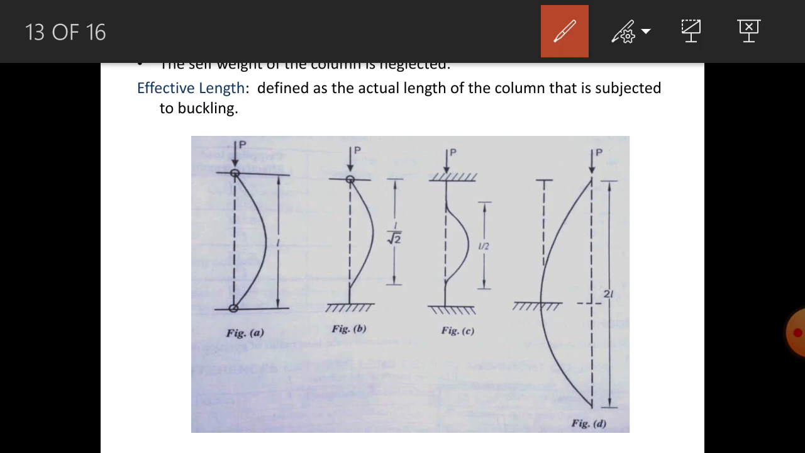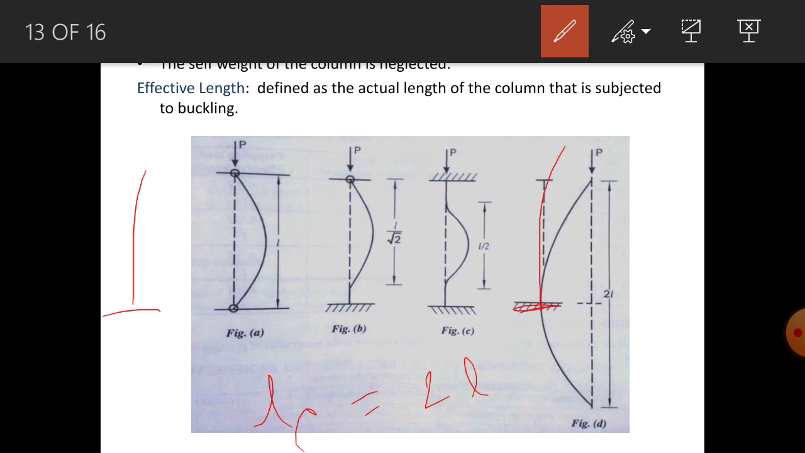And the last is one end fixed and one end free. You can consider the example of an electrical pole. One end is fixed in the ground and the other end, the top end, is free in the air. It has not been supported by any part, it is free. In that case, the effective length will be 2 times L. Whatever the length of the column is, the effective length will be 2 times. The length of the column is different and the effective length of the column is different.